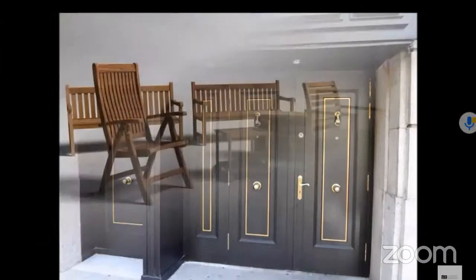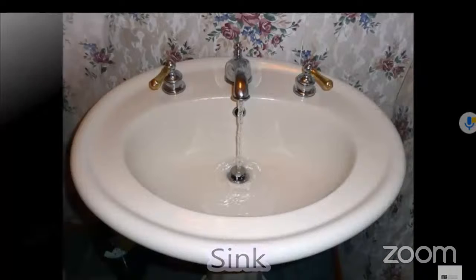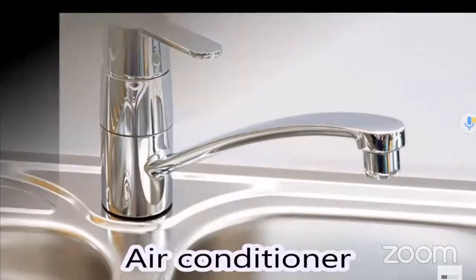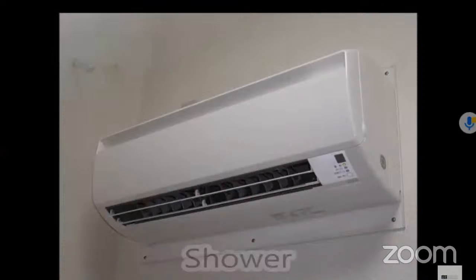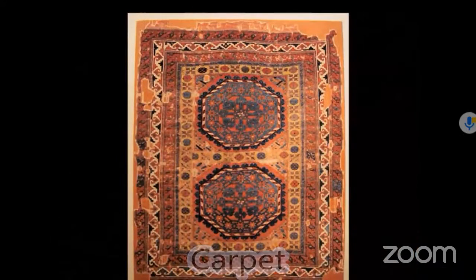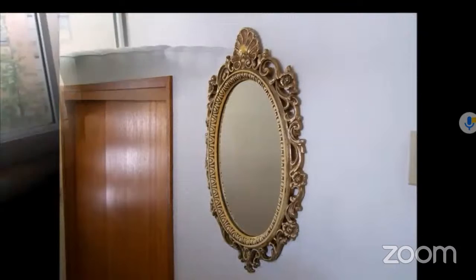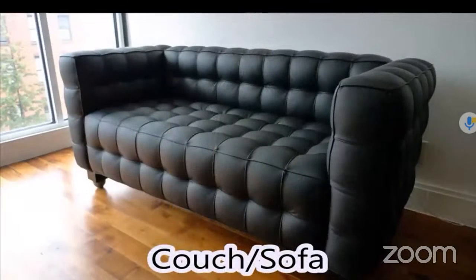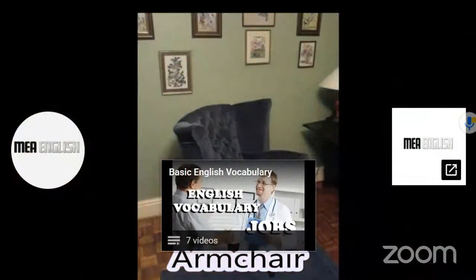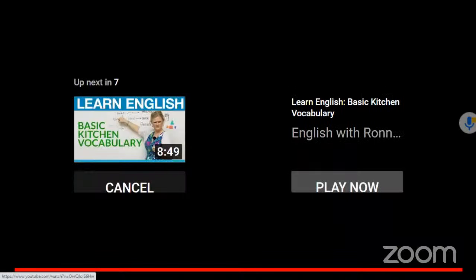door, furniture, sink, tap, air conditioner, shower, carpet, rug, curtain, mirror, couch, sofa, armchair.